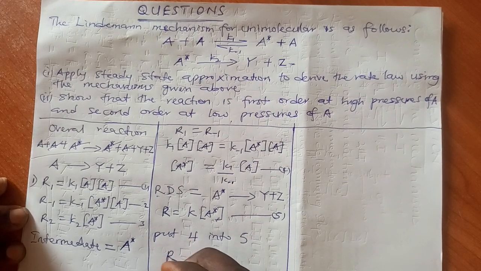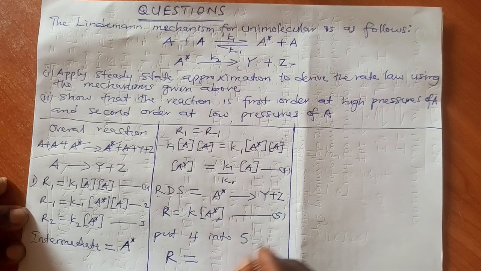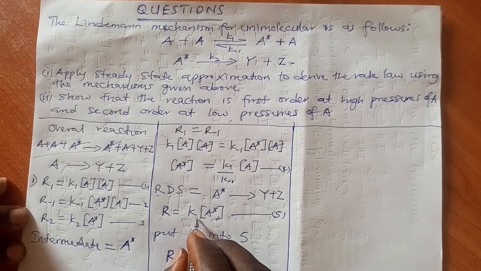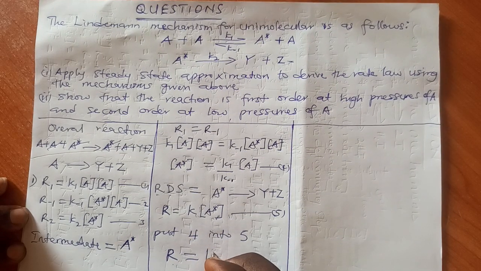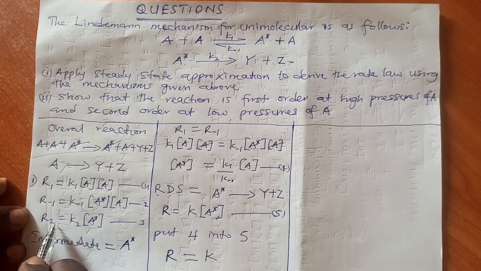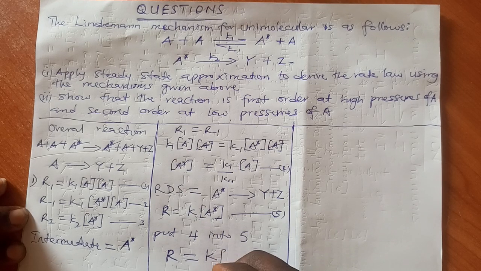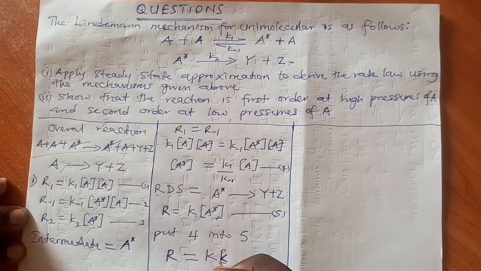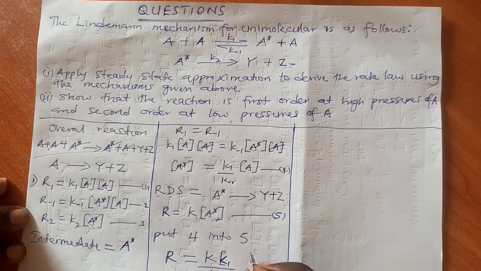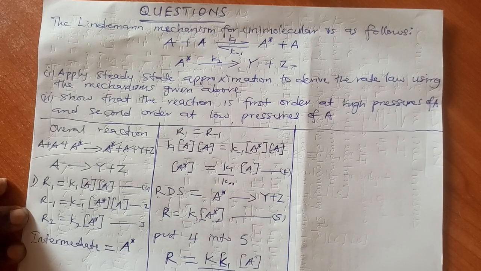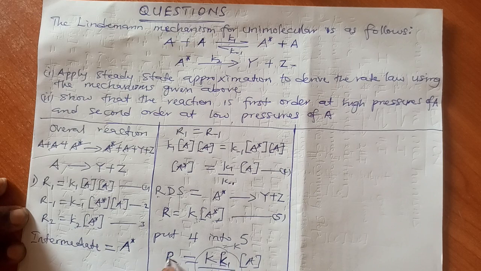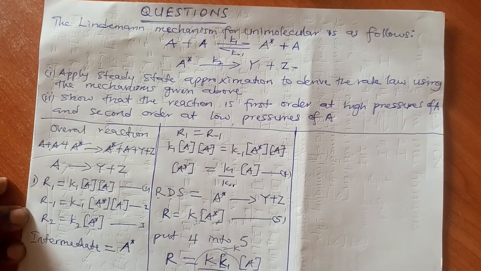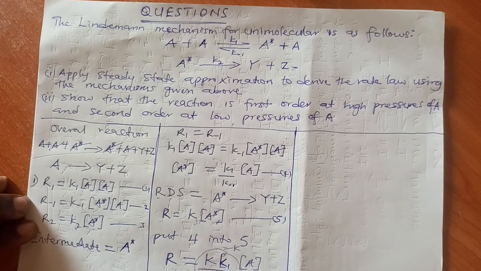That means my equation 5, R, will be equal to K times my A star, which is K1 over K minus 1, then A. If everything here turns to K, I have R equal to K A. If I use this, it is the same thing. This is my answer. That is the rate law.